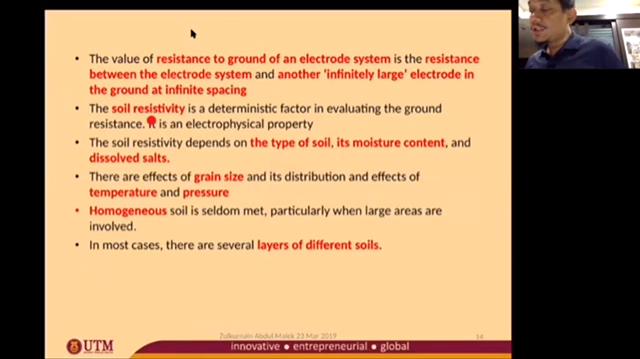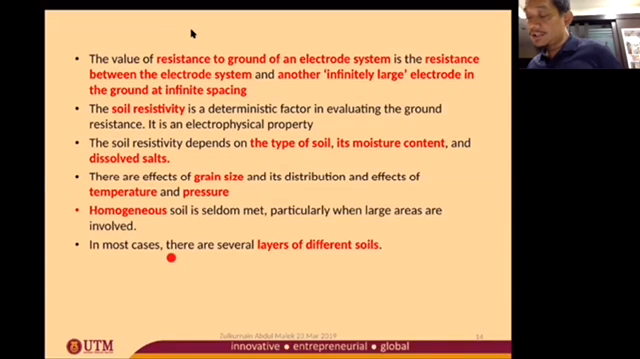The soil resistivity is a determining factor in evaluating the ground resistance. One of the factors in the formula is actually soil resistivity. Very important. Directly proportional. The soil resistivity depends on the type of soil, moisture content, and dissolved salts, as mentioned in the previous slide. The grain size also influences it: the smaller the better. Temperature as well as pressure matter. Homogeneity is also important because if it's not homogeneous, then your rho will change.